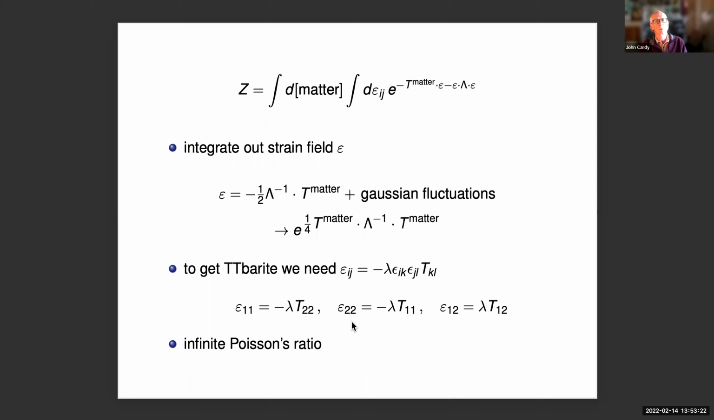So how does this work? Well, if we think about the partition function of the whole system, it's an integral over the matter degrees of freedom and the strain degrees of freedom. And so here's the coupling of matter to the strain and the coupling of the elastic stress tensor to the strain, which of course is quadratic. So because it's quadratic, we can integrate out the strain field and get something which is quadratic in the matter stress tensor. And of course, then because this is a Gaussian integral, it's dominated by its value at the saddle point, where epsilon is the inverse of this matrix lambda times the matter.